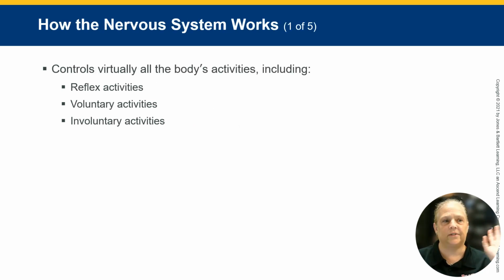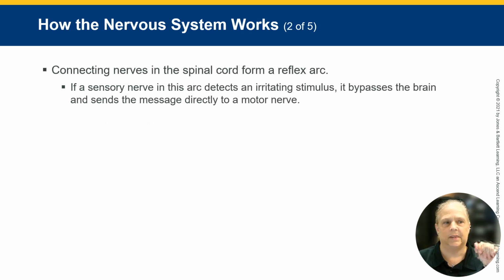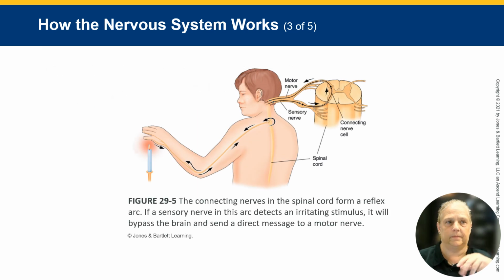Nervous system controls everything in the body. Your reflex activities, voluntary, involuntary activities, everything that the body does is controlled by the nervous system. Let's see, we've got that reflex arc, which I just told you about, that little short circuit, or shortcut rather. This shows how that works in this figure.